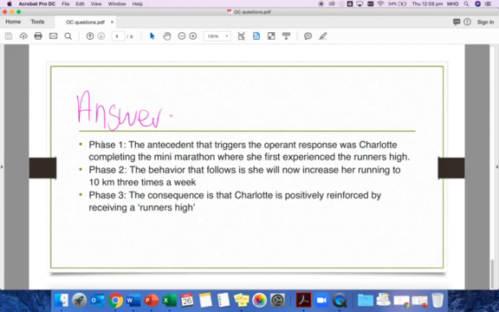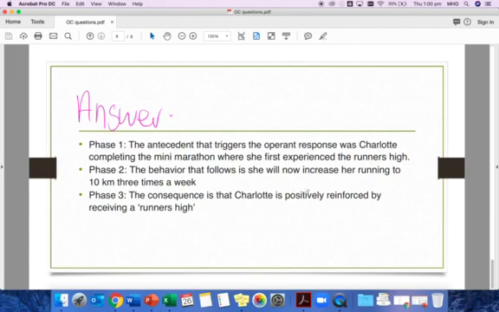So phase 1, because remember we know that the question asked about it being a 3-phase process. The antecedent that triggers the operant response was Charlotte completing the mini marathon where she first experienced the runner's high. Phase 2, the behavior that follows is she will now increase her running to 10 kilometers 3 times a week. And phase 3, the consequence is that Charlotte is positively reinforced by receiving a runner's high. So from getting that runner's high, that is what increases her behavior.